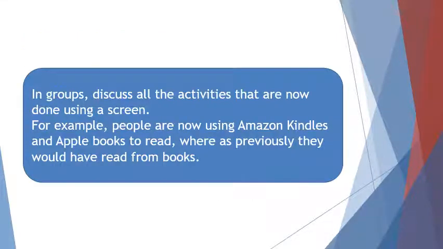So the first thing I thought we'd do would be just to move into groups and have a bit of discussion, so get some thoughts thinking about what it is we mean when we're talking about screen time and internet usage. So in groups, discuss all the activities that can now be done using a screen. So for example, people are now using Amazon Kindles and Apple Books to read books, where previously they would have been reading physical hard copies of books. So take about 5 minutes in groups to come up with different examples that you can think of that in similar ways we've moved from doing physical activities to things that we now do using a screen.